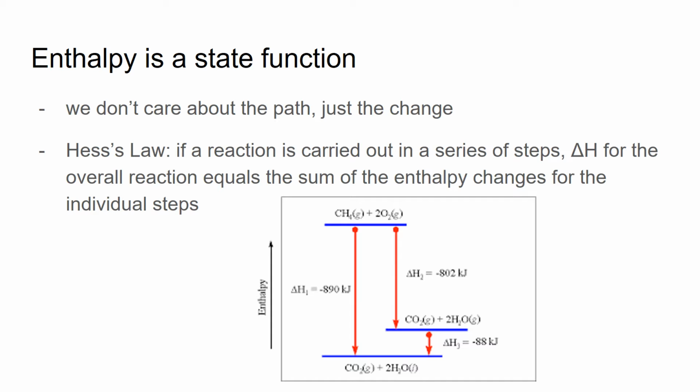So Hess's law states if a reaction is carried out in a series of steps, delta H for the overall reaction equals the sum of the enthalpy changes for the individual steps. It doesn't really matter the steps that we take. What matters is the overall change that's happening here. And you could get that by doing negative 802 plus negative 88. That would get you the negative 890. So it doesn't matter if this happened in these two steps or just this one step. You would still get the same delta H value.